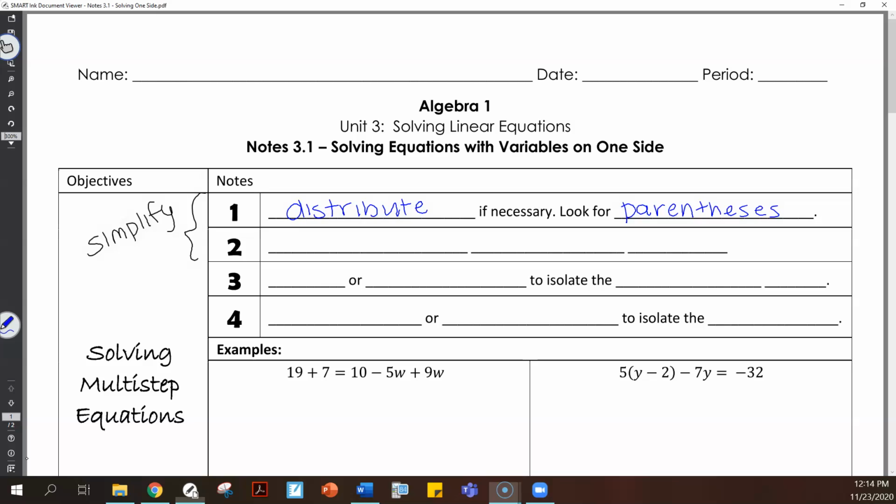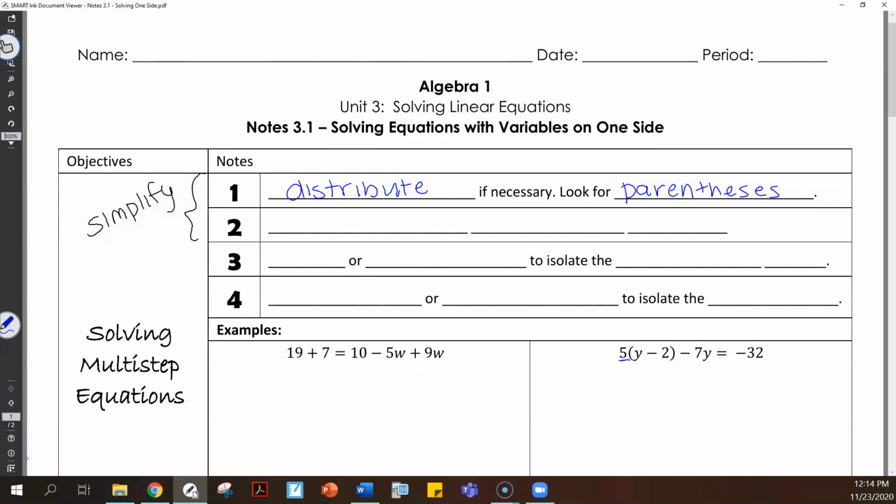So I want to make sure I go ahead and do that. So remember, when I distribute, I'm taking my outside number and I'm multiplying by each number on the inside of the parentheses. So I've got 5 times y, which is 5y. I've got 5 times -2, which is -10. And then remember that the rest of this is not included in my distribution. It's not inside my parentheses. It's not touching my parentheses. So it's just going to come down exactly the way I see it. So -7y comes down, equal sign, and -32. So first step, if you have parentheses, you need to go ahead and distribute.